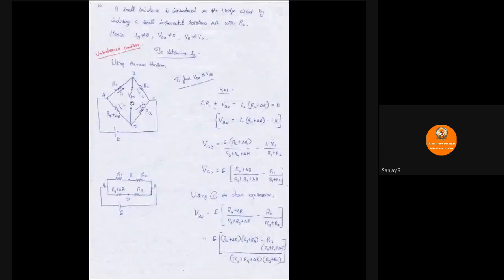So I'll be removing the galvanometer. First step, I am removing the galvanometer and I'll be naming these as terminals. The terminal name is already given, so I'll call it VBD. This VBD is nothing but your VOC. That is step number 1. The second step is to find the open circuit voltage across the terminals. That means I have to find the potential difference across these two terminals.